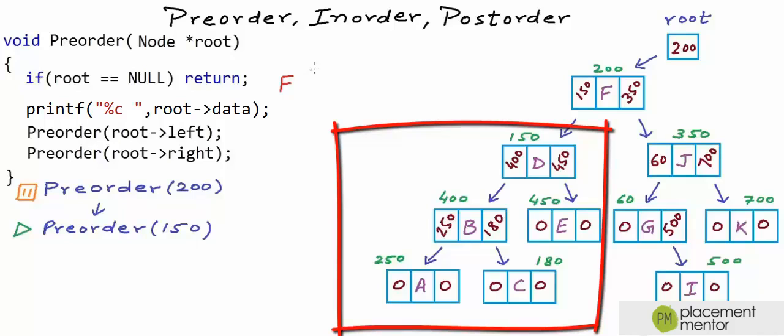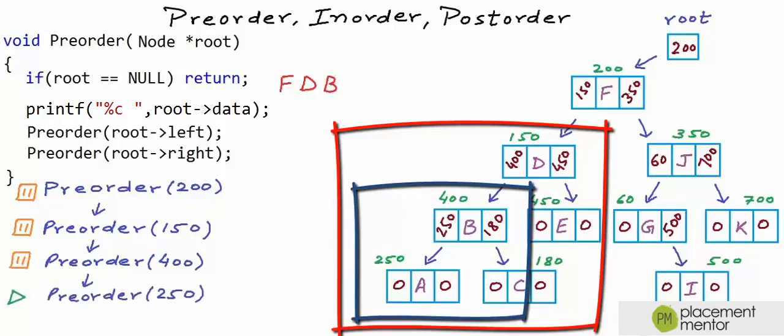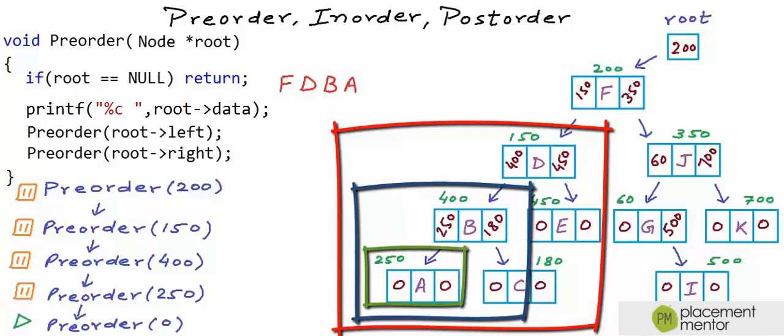Once again, for this call, root is not null, so we will go ahead and print the data. Data in node at 150 is D, and now once again there will be a recursive call. With this call preorder 400, we are saying that we are going to visit this subtree. Once again we will print the data and make another recursive call. Now we have made a call to visit this particular subtree with just one node. For this call we will print the data, and now for node at 250, address of left child is 0 or null.